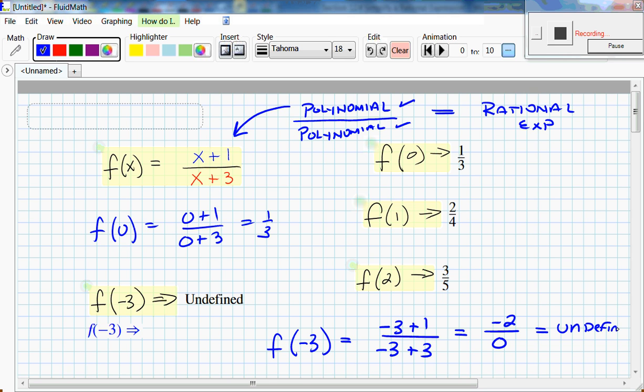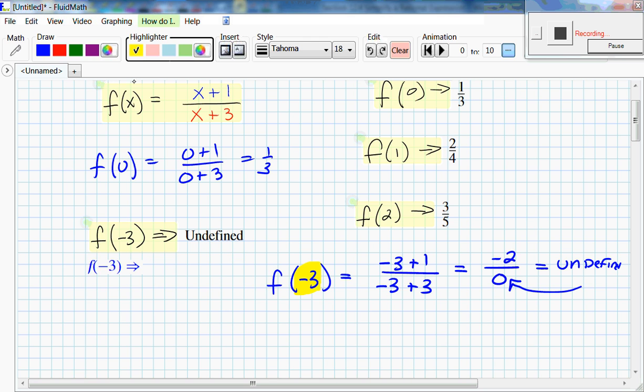And why is that undefined? Because I have a 0. Are we ever allowed to divide by 0 in mathematics? No. We can never have a 0 on the bottom of a fraction. So that means there's something very special about this number here, this -3. What that means is that this number, this -3, is going to be an excluded value.